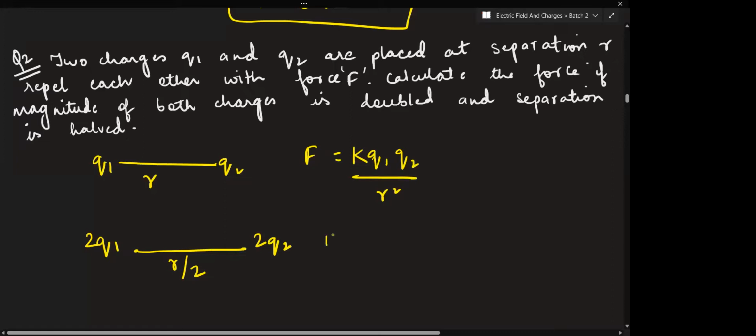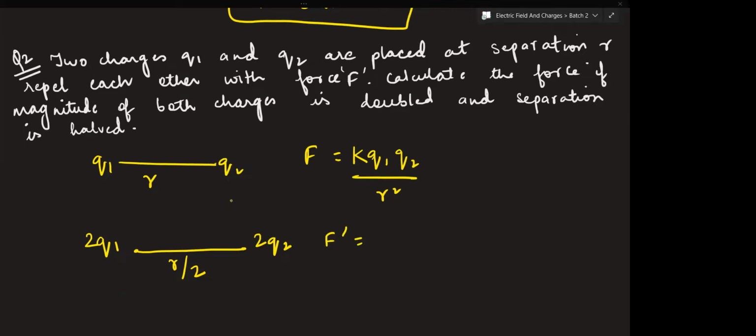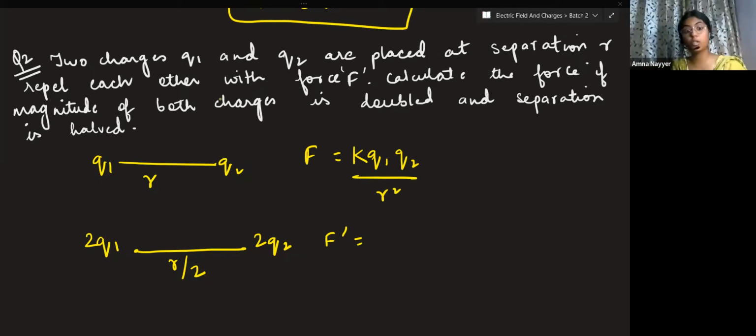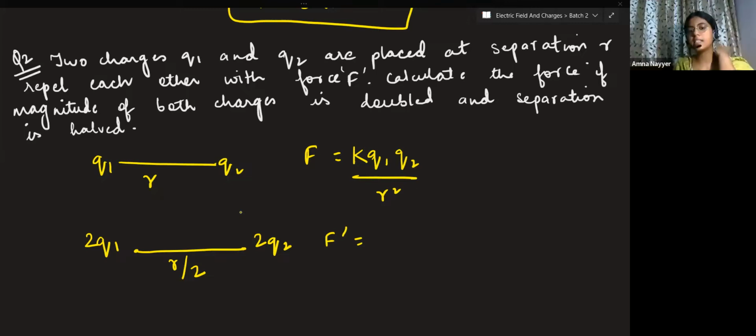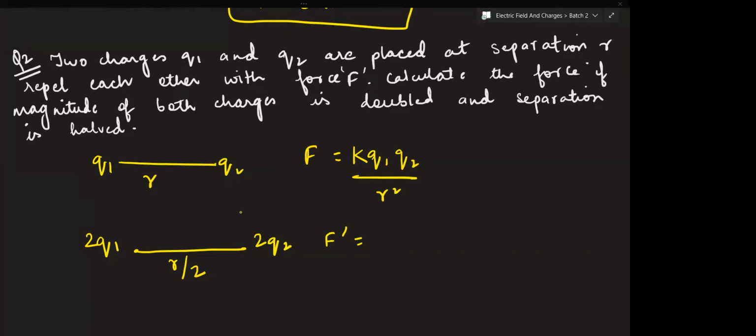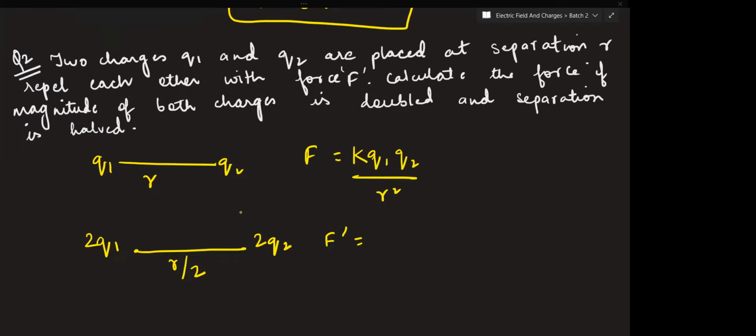So you have to calculate F dash. Ma'am, if we are taking distance R by 2, so we have to square R by 2 fully, or only R? No. R by 2 whole square. Okay. Yes, correct. Krishna has answered first. Correct answer, Krishna. Rest of you also try. It's Q1 Q2 upon 4. Yes, sir. Q1 Q2 upon 4.